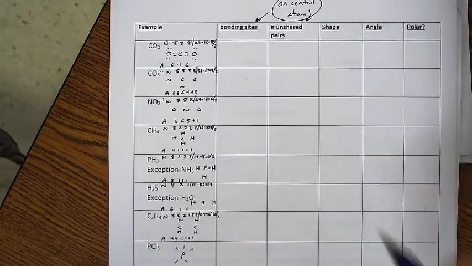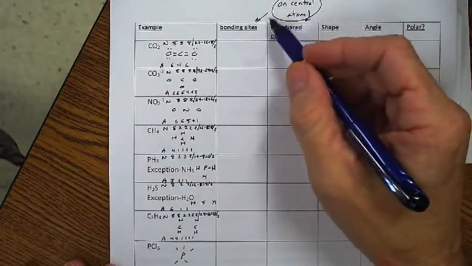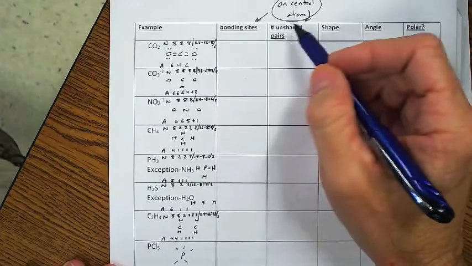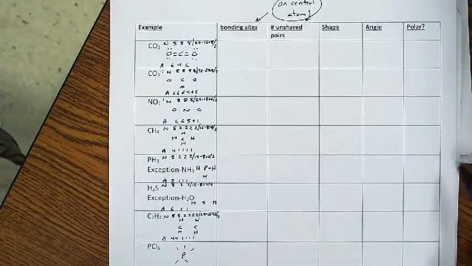So, all right, the next thing we need to know to determine the shape is the number of bonding sites and the number of unshared pairs, or again, lone pairs of electrons.